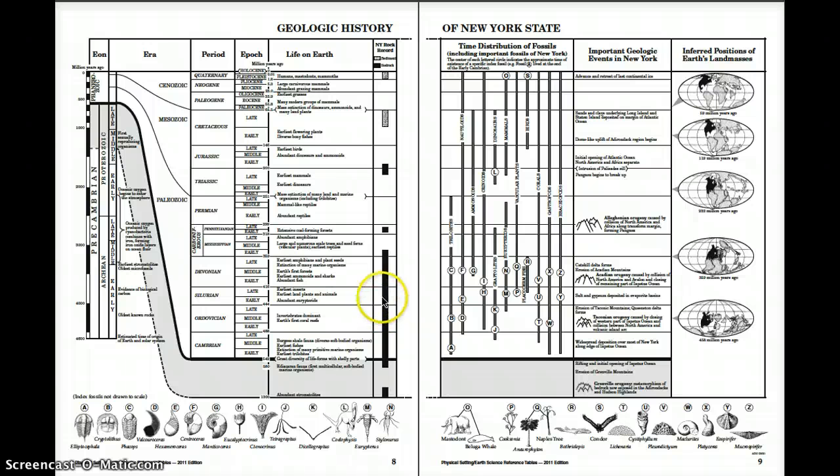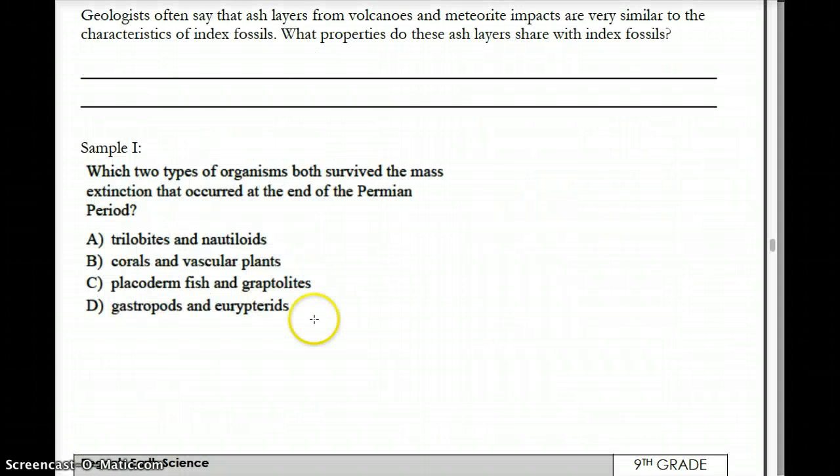And D, gastropods and eurypterids. Well, let's look. Gastropods, I'm just going to hunt for that term. Corals, dinosaurs, mammals, birds. Graptolites, eurypterids. Eurypterids go kind of extinct a little bit before the end of the Permian period, but it looks like gastropods survive. We're looking for ones that both survived past the end of the Permian period. Since eurypterids did not, we know that's also not the best answer.